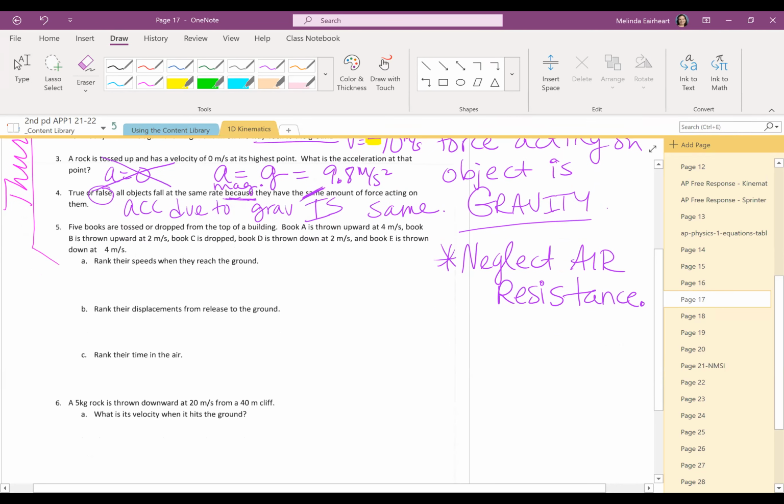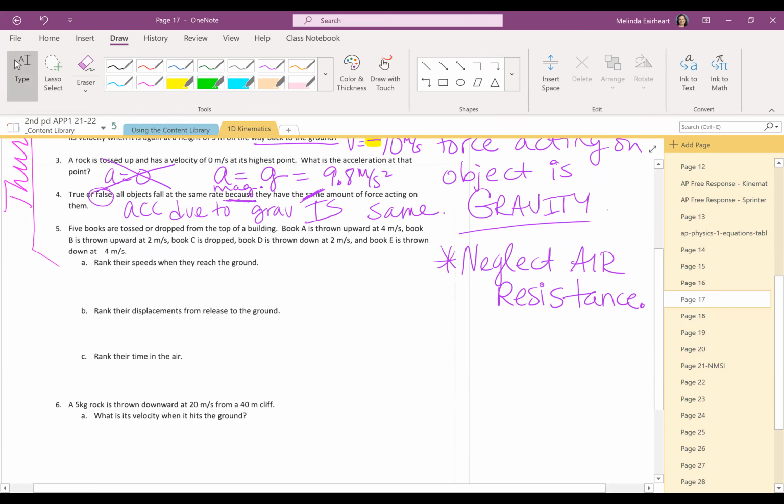And then 5 is going to take just a little bit longer. Imagine this simulation, okay? 5 books are tossed or dropped from the top of a building. Book A is thrown upward at 4 meters per second. Book B is thrown upward at 2 meters per second, half speed. Book C is dropped. Wait, they didn't give me a velocity. When you drop something, that's code. What is the velocity if you just release it?